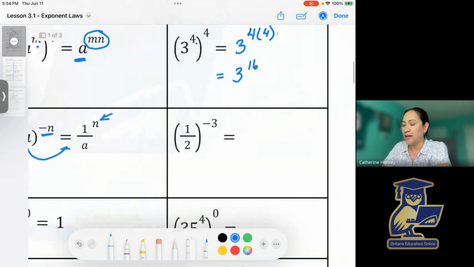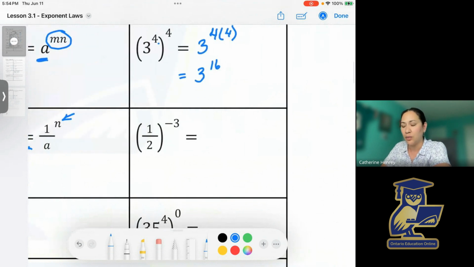We'll take a look at that again with our numerical example. So I have 1/2 to the power of a negative exponent, negative 3. So the first thing is I take the reciprocal of 1/2, which is 2, and then I just change the exponent to be positive. So this is 2 to the power of 3.